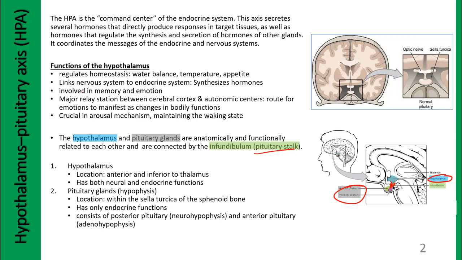Again, when you look at the name hypothalamus, you can see that it's located inferior. That's what hypo is, below, under the thalamus. As we said, it has both neural and endocrine functions, whereas the pituitary gland, which is sometimes referred to as the hypophysis, is located within the sella turcica. The sella turcica is part of the sphenoid bone, which provides the internal infrastructure of the skull. The pituitary gland has only endocrine functions.